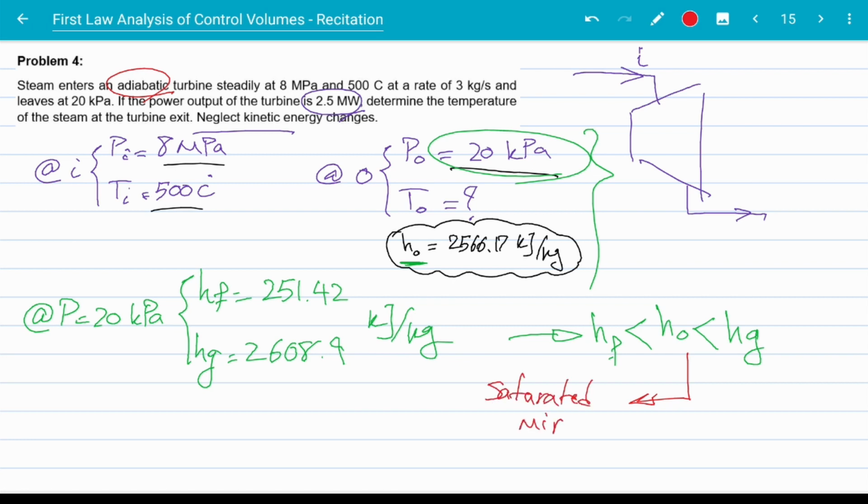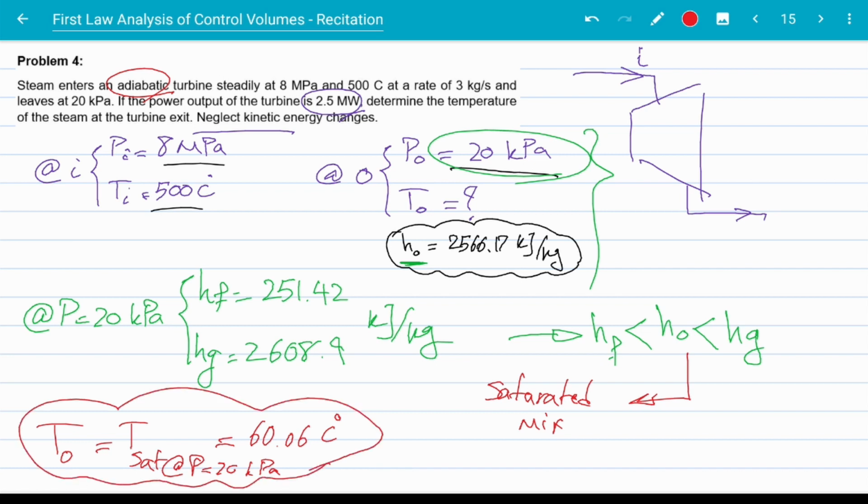Now, in a saturated mixture zone, the temperature is a function of pressure. So the temperature of the outlet is the saturation temperature at the pressure of 20 kilopascals, and you need to use the tables to read it. It will be 60.06 degrees Celsius.